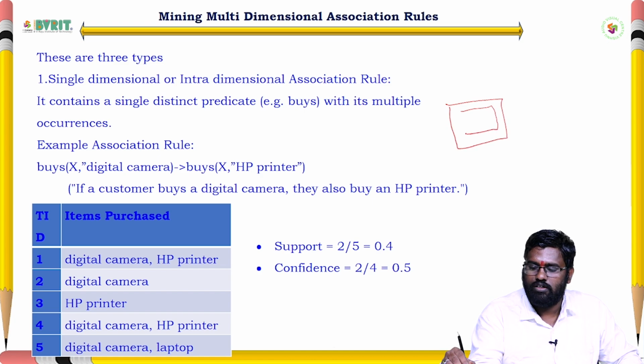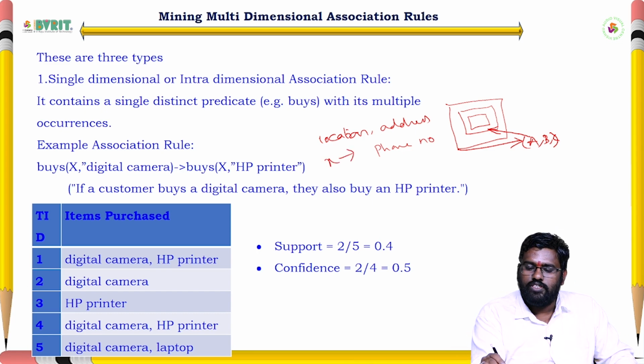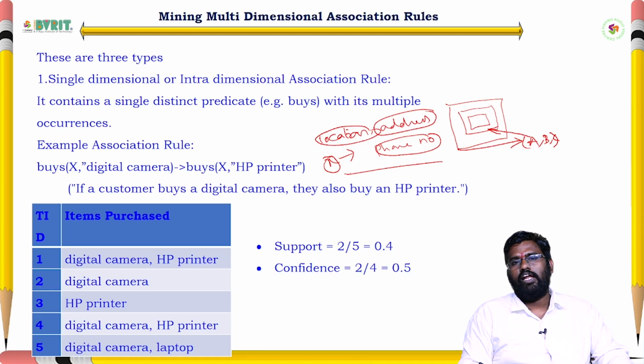For example, this dimension has some set of attributes, say A, B, C. Based on these A, B, C values we need to show the sub-values. For example, if we take location, address, phone number about a given person, say some person X, then for the given person X we need to show multiple dimensions. That means a number of attributes for a single person. That is called a multidimensional thing.